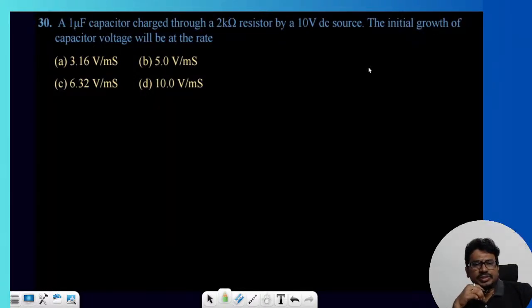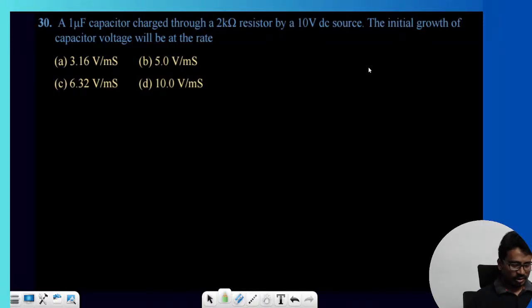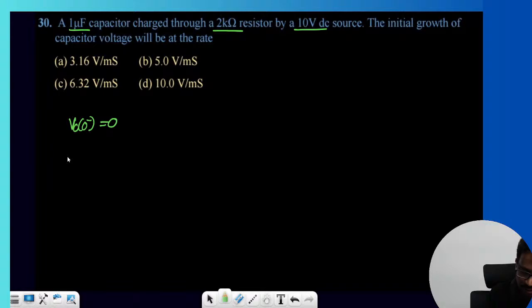1 microfarad capacitor charged through 2K resistor by 110 volts DC supply. The initial growth of capacitor will be. The initial growth of capacitor. That means growth means what, tell me now here? dV by dt. Right? A capacitor which is connected to the RC network by DC supply. So that means VC of 0 minus, which will be 0, and VC of infinity, which is the steady state, will be 10. And the VC of t, which will be given as what we can say now here. So 10 minus 10 into e power minus t by RC.